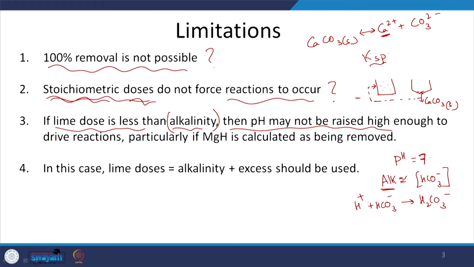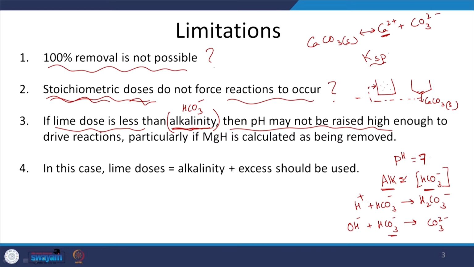But here, it seems contradictory. If lime dose is less than alkalinity, then the pH might not be raised. When I am talking about alkalinity here, I am referring to HCO3 minus. In layman's terms, and in GATE questions too, I guess, they confuse this or use this interchangeably. So keep in mind that here we are talking about HCO3 minus. Why? Even when I add OH minus from my lime, it can be neutralized by HCO3 minus. HCO3 minus can act as both an acid or a base. So that is one thing to keep in mind.